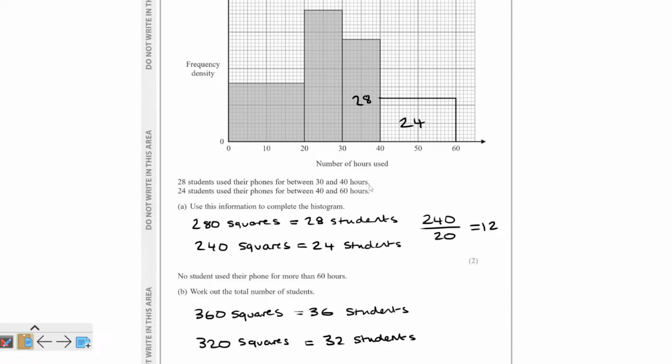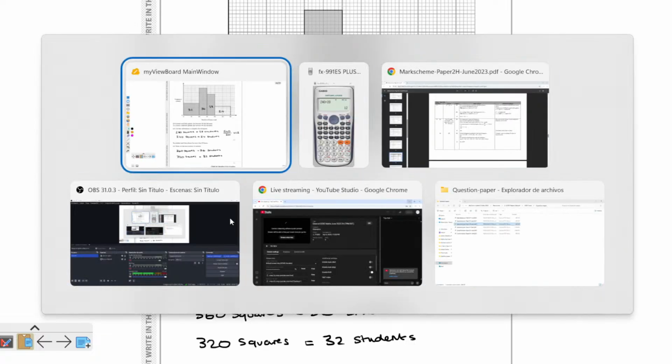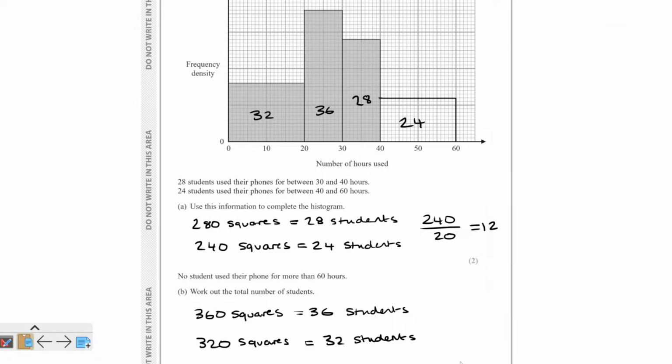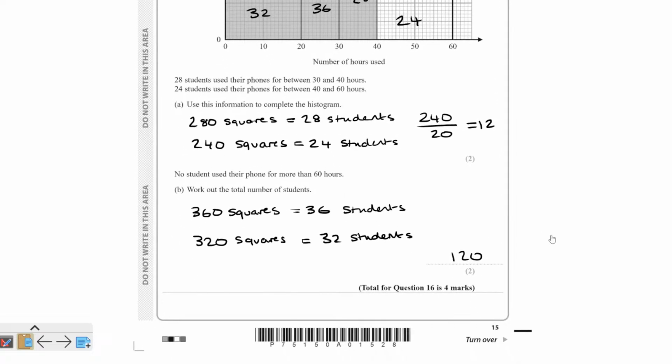Now all we need to do is add up all four. So we've got 32 here, 36 here, 28, 24. So let's add that up. So we've got 32 plus 36 plus 28 plus 24, 120. There we go. 120 is the answer for that one.